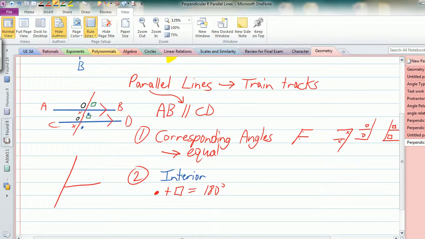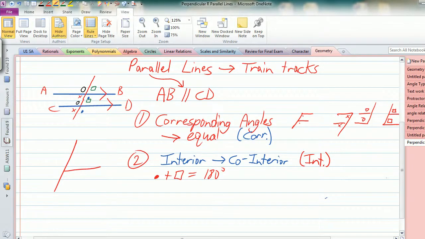Okay. The textbook that we got the worksheet from, they call them co-interior. For us, when we're writing our rules, it's okay if you just use INT. For corresponding angles, it's fine if you just write CORR. Co-interior angles add to 180 degrees.